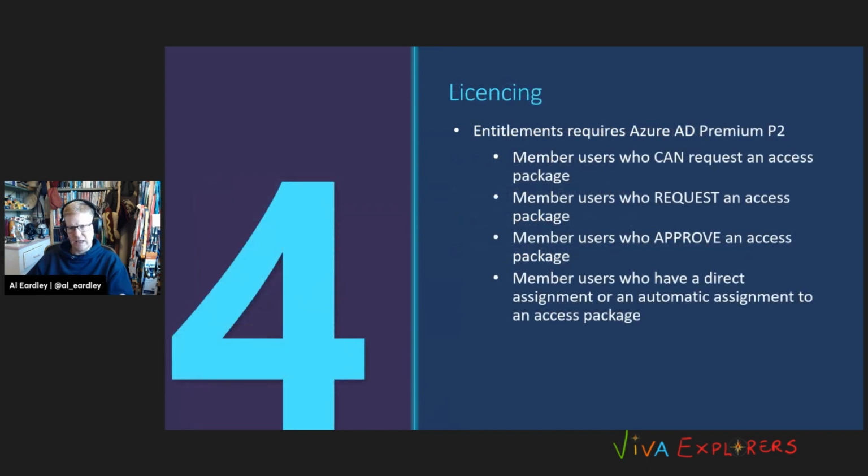When it comes to licensing, it's worth noting that this is an Azure AD Premium P2. So a lot of the Microsoft 365 packages will have this in, but it's worth checking, because members who can request access need it. Members who request an access package need it. Approvers need it as well. And also those users who have a direct assignment or the automatic assignment also need it. So essentially, if you are interacting with access packages, then you are going to need to have this level of licensing. It's also needed for those dynamic groups in Azure AD.